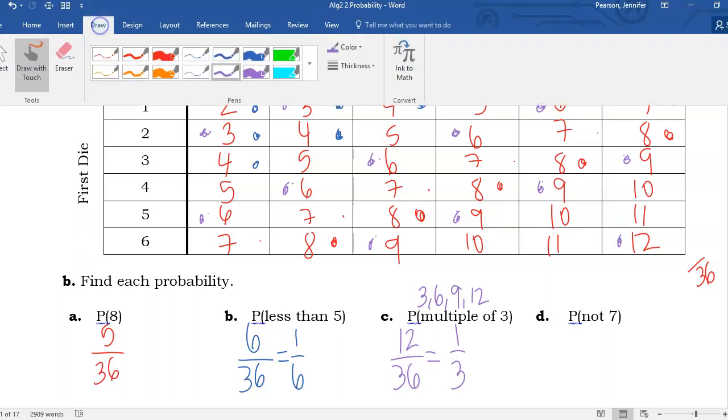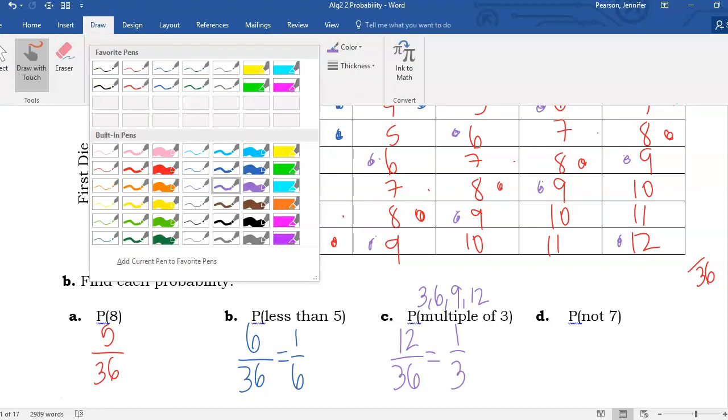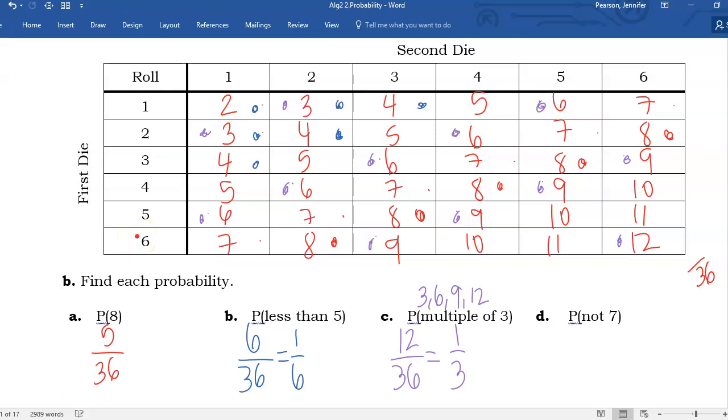And let's go green. So all of my not 7s, okay? That's 1, 2, 3, 4, 5, 6, 7, 8, 9, 10, 11, 12, 13, 14, 15, 16, 17, 18, 19, 20, 21, 22, 23, 24, 25, 26, 27, 28, 29, 30. All of my not 7s, 30 out of 36. Conversely, if we had counted up all the 7s, that's 1, 2, 3, 4, 5, 6.